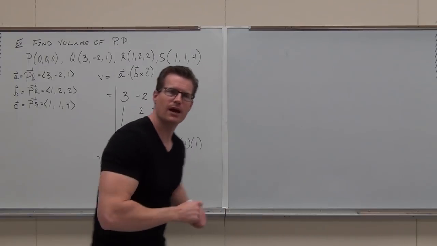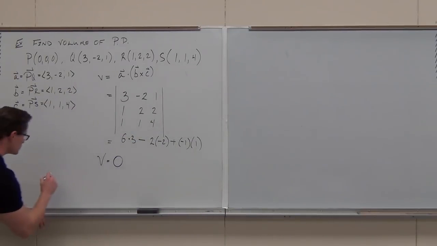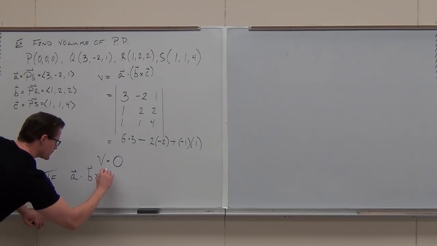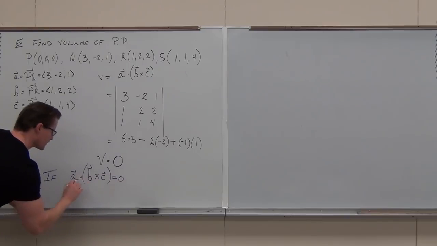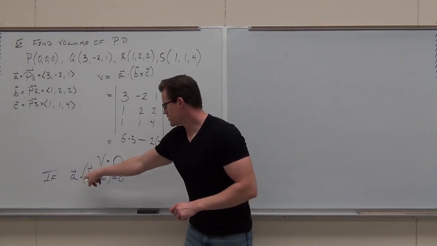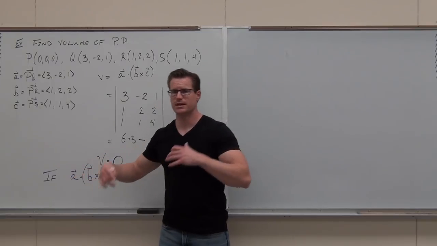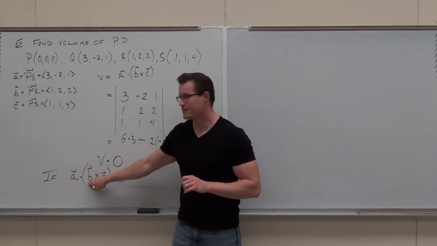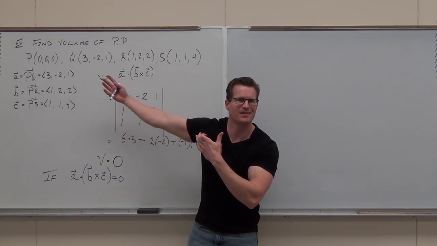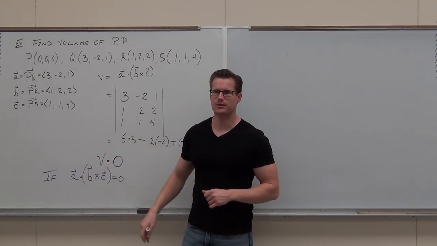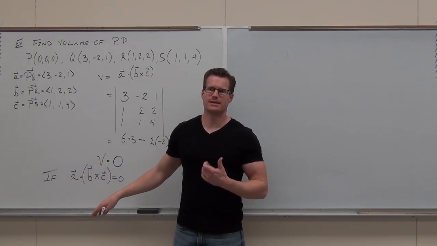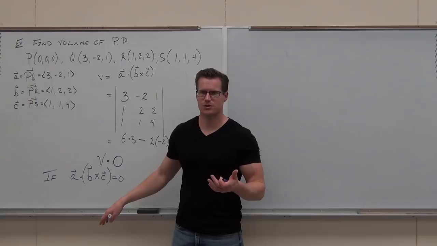So, if you ever have the situation where you have cross product, dot product, and it equals 0, here's what it tells you. It tells you that these 3 vectors, obviously they have the points, right? They have all those. These 3 vectors are coplanar. These vectors are, or all 4 points, either way, these are coplanar.